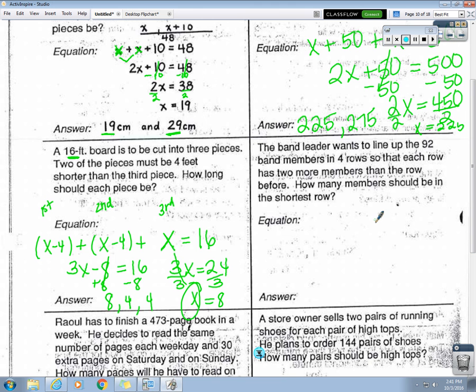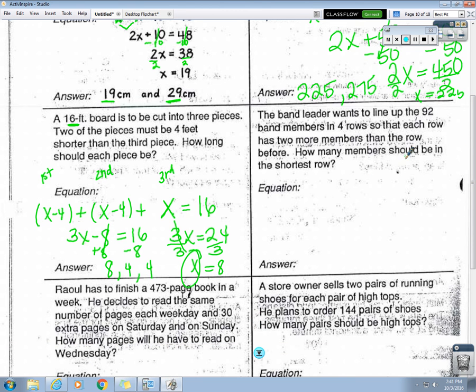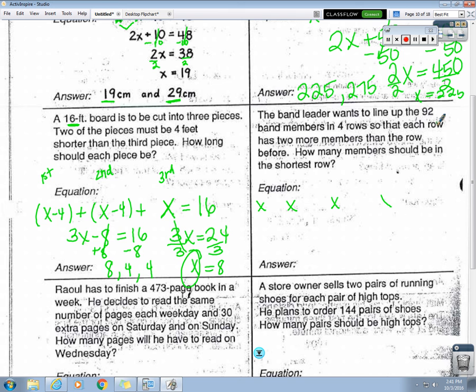Alright, the band leader wants to line up the 92 band members in 4 rows so that each row has 2 more members than the row before. How many members should be in the shortest row? Okay, well, how many x's do we need? 4, 1 for each row. And those 4 rows are going to total up to what? 92. Now, what do we know about those 4 rows? Each one is 2 more than the previous, right?